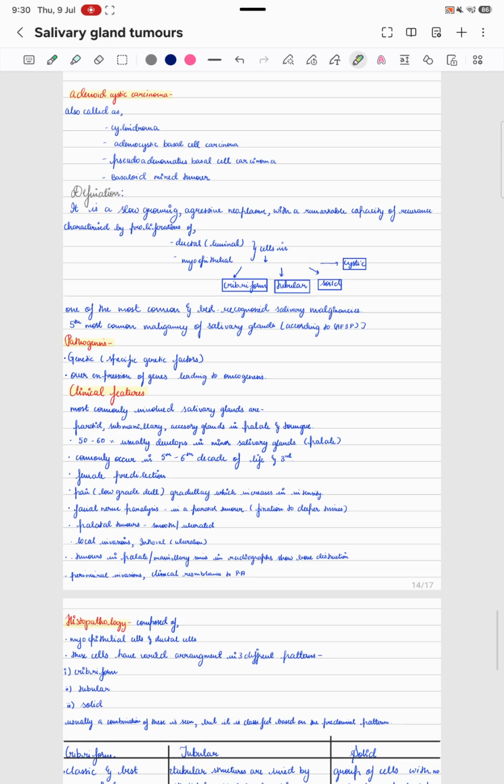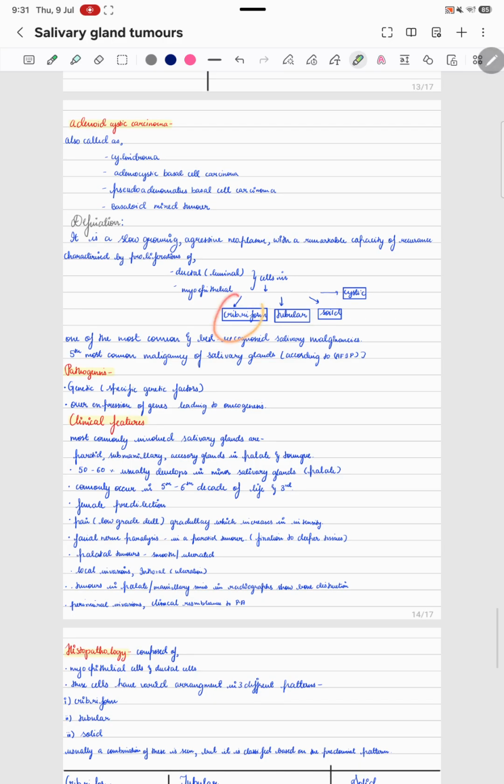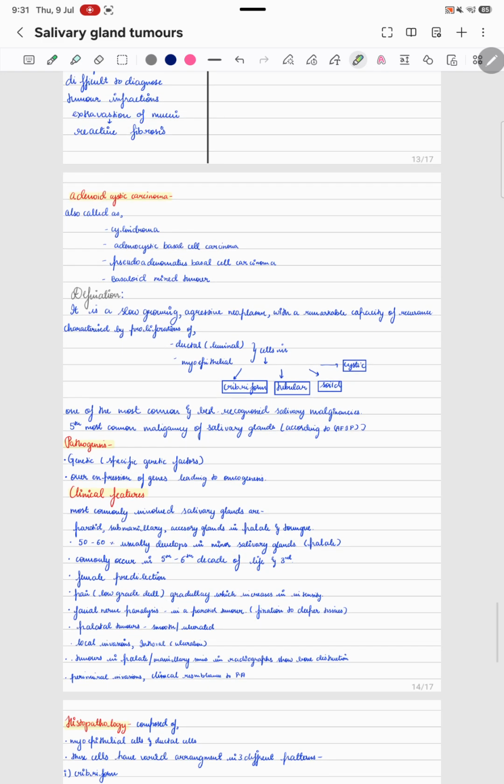Right, now it is characterized by proliferation of ductal cells and myoepithelial cells. Similar to your PA, the ductal cells and the myoepithelial cells proliferate to form 4 different patterns, that is your cribriform, tubular, solid and cystic. Okay, cribriform, tubular, solid and cystic, right? Cribriform, tubular, solid and cystic are the 4 major types of adenoid cystic carcinoma.